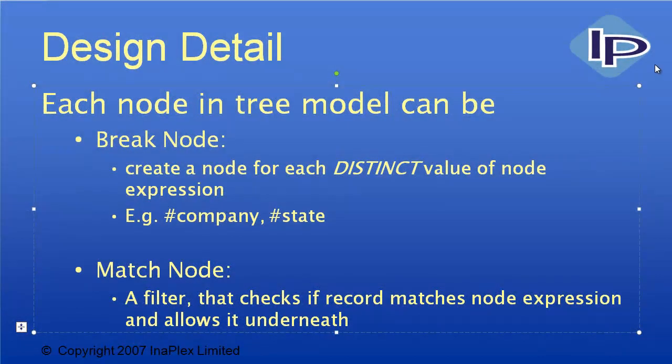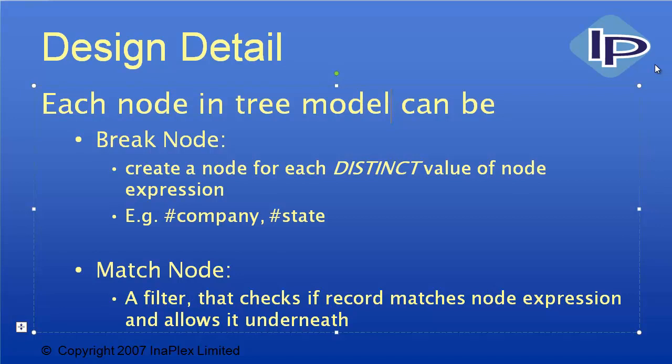As you saw from that example, the tree model is built from a set of break nodes or match nodes. At runtime, when a record is read from the database, it works its way through the model, and the record is evaluated at each node to decide what's going to happen. A break node will create a new physical node in the tree for each distinct value of the node expression. A typical example here is using the company name or the state name.